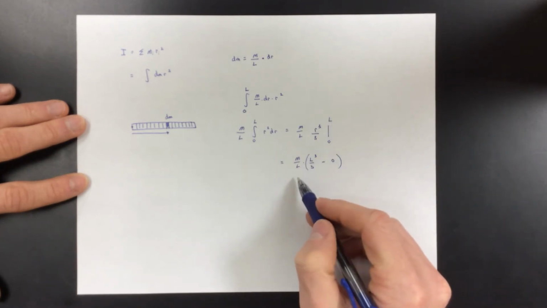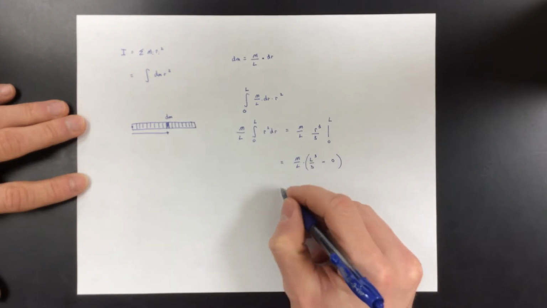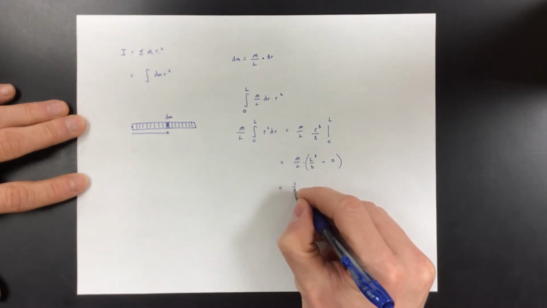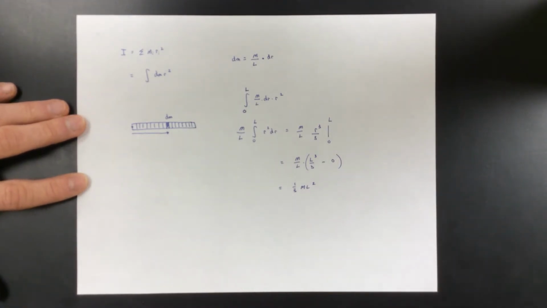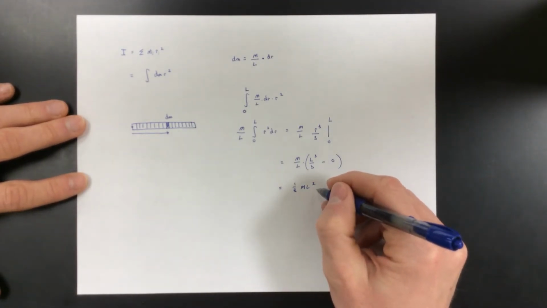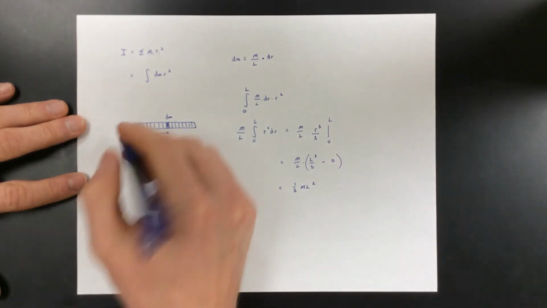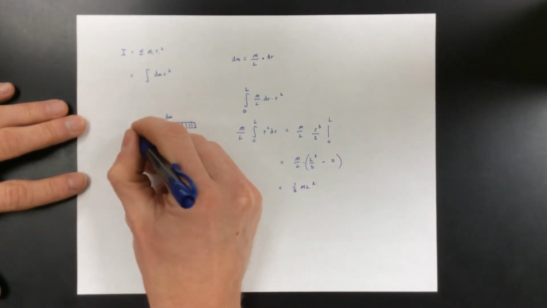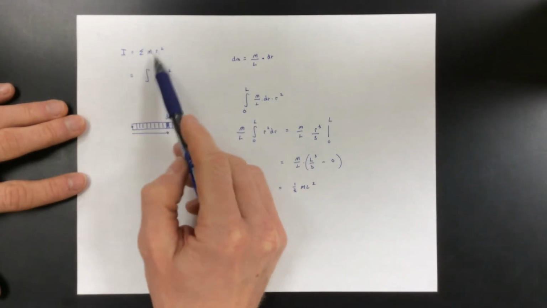L cubed over L is L squared, and look, you have mL squared over 3, and that's the same thing as 1/3 mL squared. And again, this is the exact same thing we got when we did the parallel axis theorem. This is the moment of inertia of a board of mass m, length L, pivoted at the end. And this is the calculus way. Again, algebraically, it's fine.